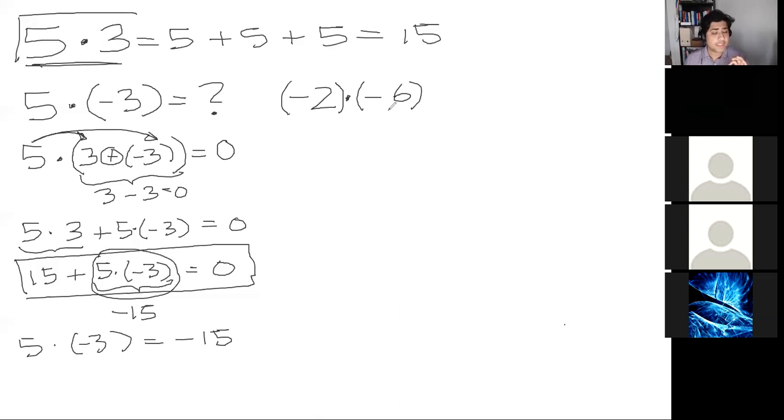So this is the point at which we are taking a negative number and multiplying it by another negative number. What is this going to be? We don't know yet. So let's say question mark.